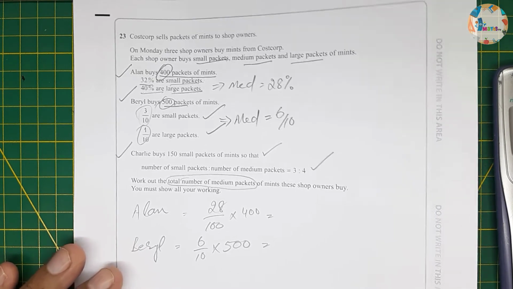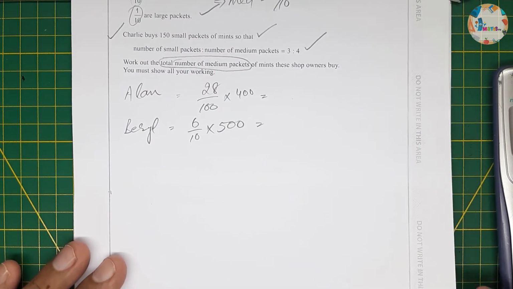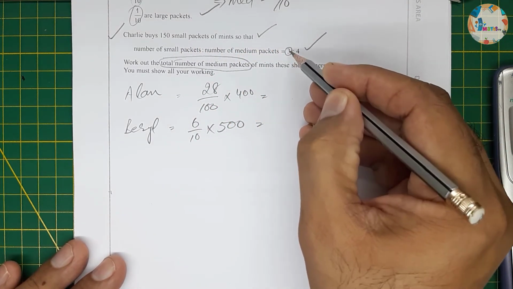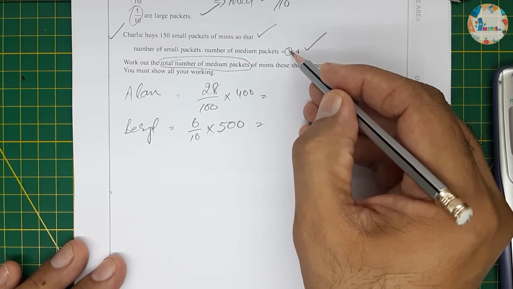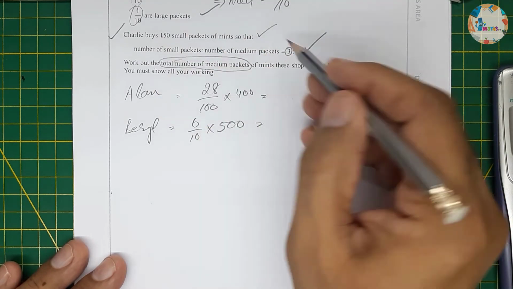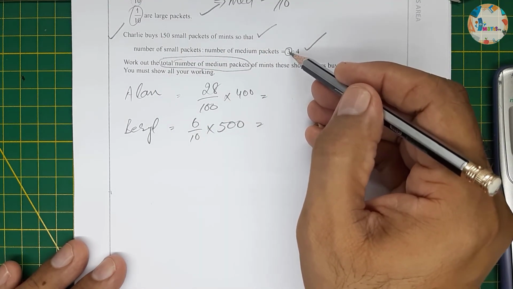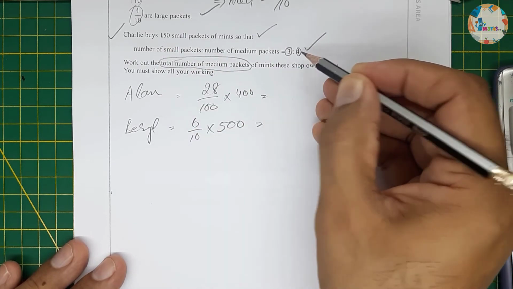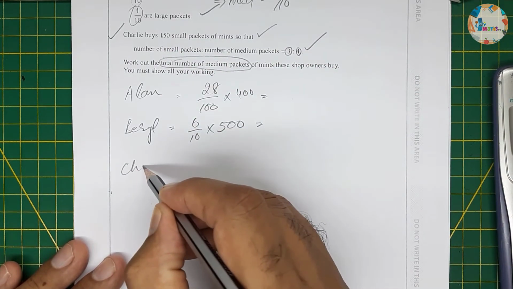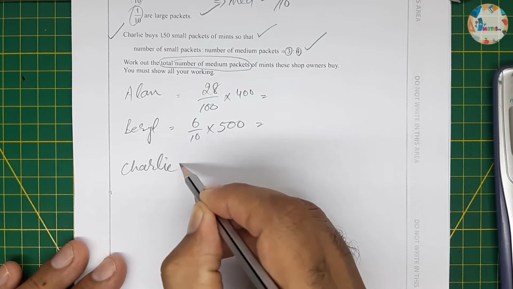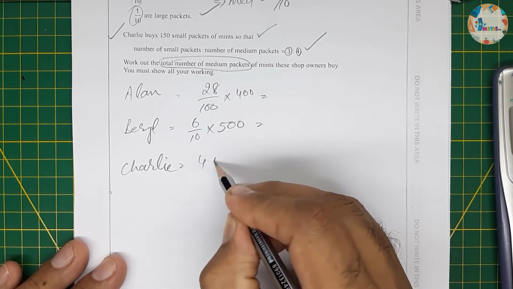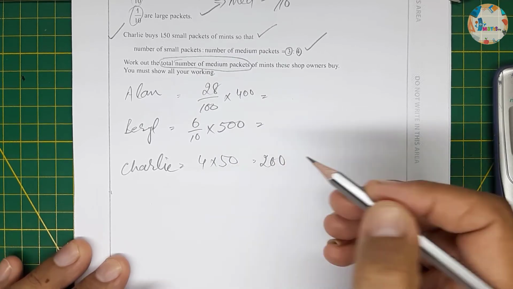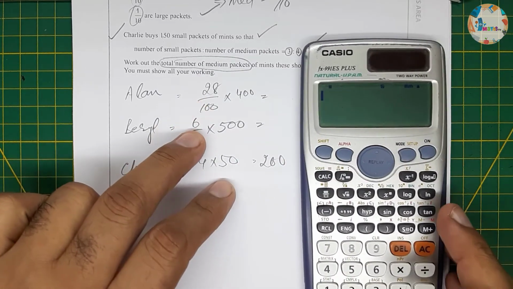And the third one is Charlie, who buys 150 small packets. So the ratio for small is 3, and 3 is representing 150. So it means each number is representing 50. So 4 into 50 will be 200. So we can write Charlie as 4 multiplied by 50, which is equal to 200. So this will be for Charlie.